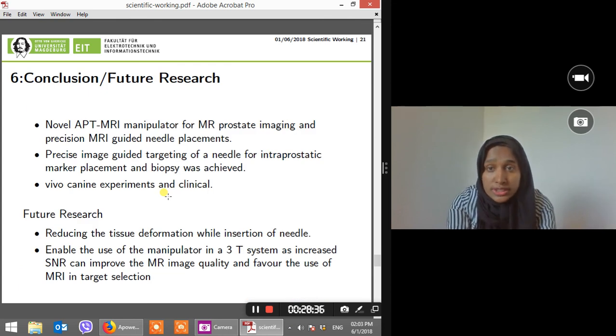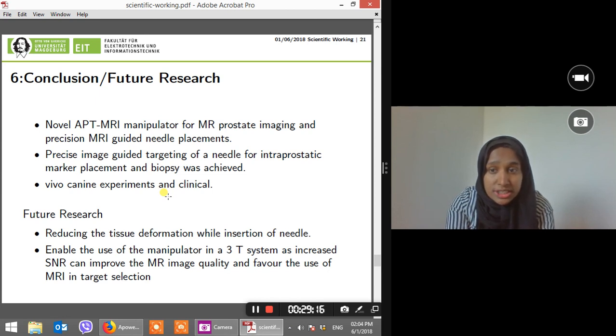So the conclusion is that our manipulator achieved precise results: precise needle placement, precise image-guided targeting, placement and biopsy. In the in vivo canine experiment and the clinical study, we observed millimeter errors, and the clinical studies are still continuing. About the research perspective, tissue deformation during insertion of the needle is one of the problems we faced, and that is a topic for future research.